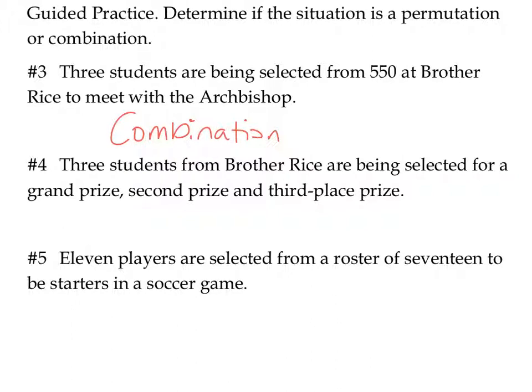Next, we see 3 students from Brother Rice are being selected for a grand prize, second prize, and third place prize. So with the 3 different prizes, the place matters. Being picked for the grand prize is different than being picked for the second prize or the third place prize. So different from number 3, where the order you're picked in doesn't matter. If you're one of the 3, you're meeting with the Archbishop either way. Now in number 4, order matters because it makes a difference if you're selected first for the grand prize, second, or then third. This is a permutation.